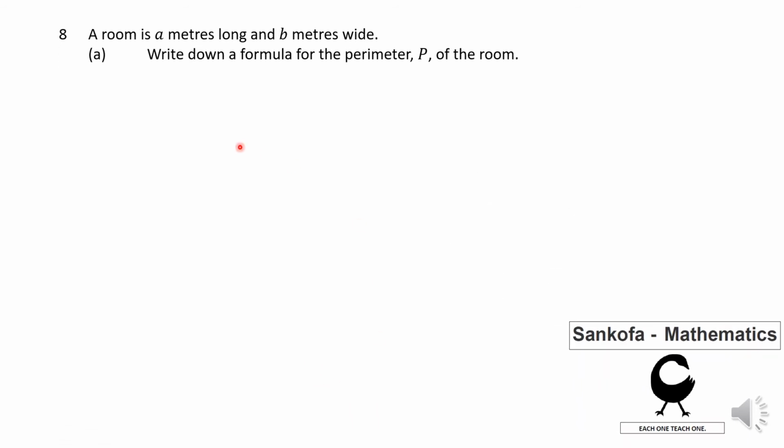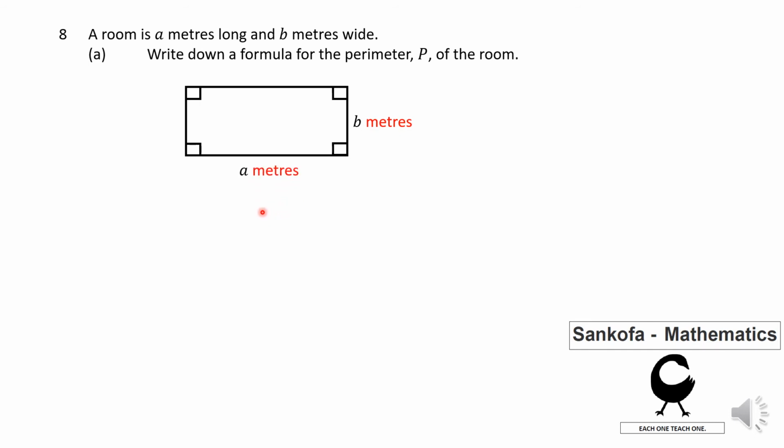Right, so a room is A meters long, B meters wide, so we don't know what the length is, we don't know what the width is, so we substitute them with A and B. They say write down a formula for the perimeter. Perimeter is the total distance, so A plus B plus A plus B, so that's 2A plus 2B, P equals 2A plus 2B.